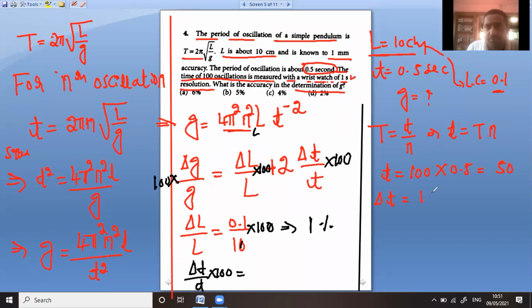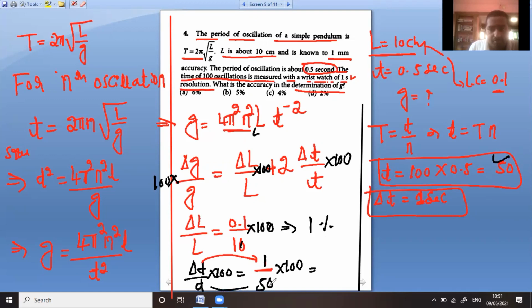So the resolution is 1 second, and the least count is 1 second. Delta T is 1 and T is 50. So delta T divided by T is 1 divided by 50, into 100, that is equal to 2%.